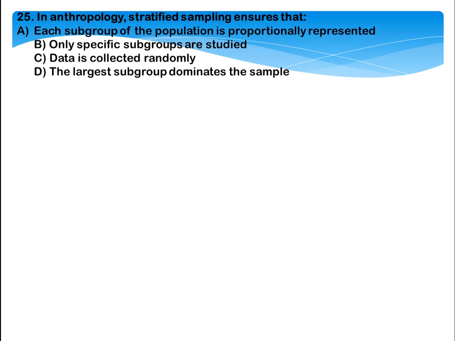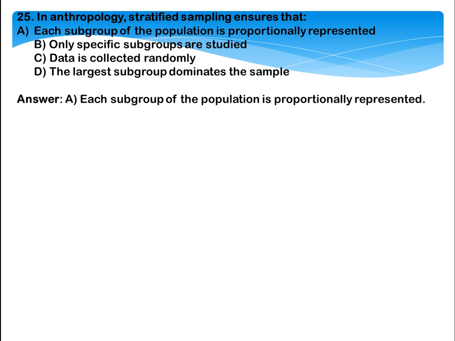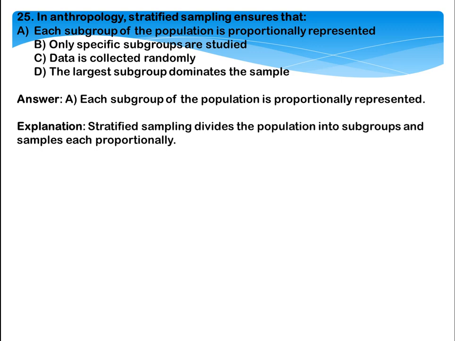25. In anthropology, stratified sampling ensures that: A. Each subgroup of the population is proportionally represented. B. Only specific subgroups are studied. C. Data is collected randomly. D. The largest subgroup dominates the sample. Answer: A. Each subgroup of the population is proportionally represented. Explanation: Stratified sampling divides the population into subgroups and samples each proportionally.